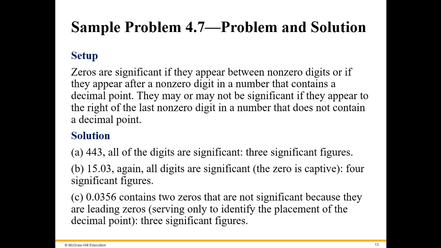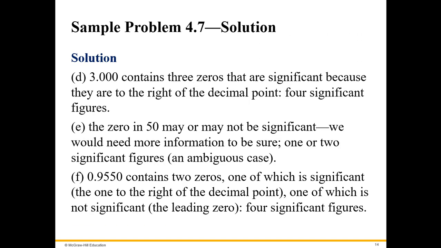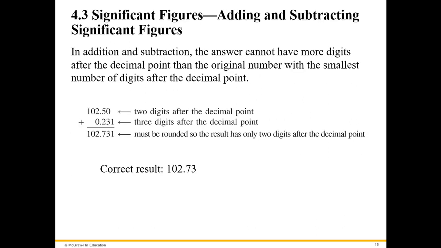So let's look at the answers. 3 sig figs. This contains 3 zeros that are significant, to the right of the decimal point. We would need more information, 1 or 2, so it's ambiguous. You can write ambiguous, that's fine. This is 4. So then there is another thing. One more thing before I wrap up.